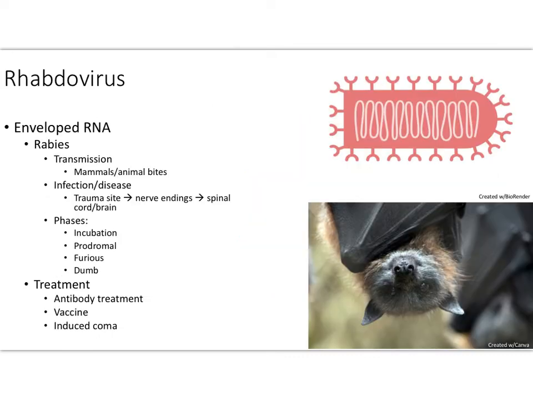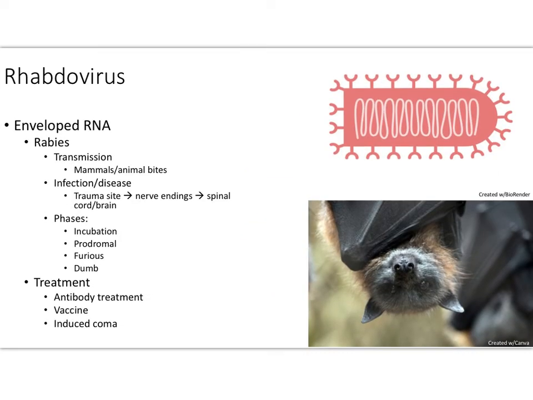Our next virus is Rhabdovirus. This causes a disease that we call rabies. Rabies is a very significant disease worldwide still. It is one that primarily infects non-human mammals, but definitely can spill over into humans and cause problems in a variety of ways.